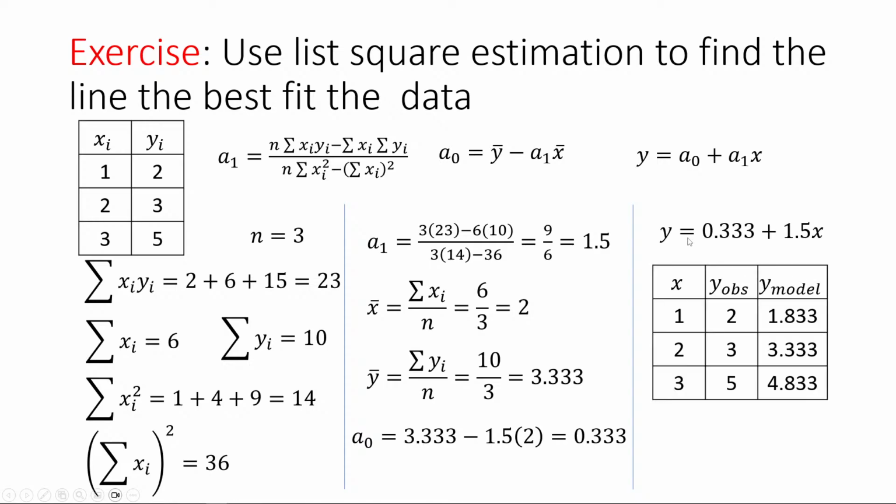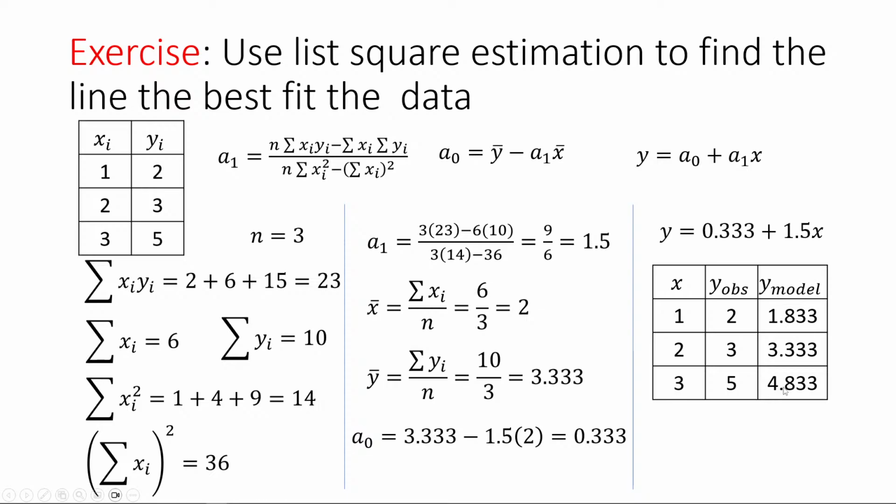Now, this is my x value, yeah? This is my observed value, so this is the data that I collected, and this is my modeled value. Basically, if I substitute 1 here, that is 1.5 plus 0.333, so that would be 1.83. If I substitute my 2 in my model, that would be 2 times 1.5, that is 3, plus 0.333, then you get 3.333. Then I substitute x equal to 3, so that's 4.5 plus this guy. So this is what I'm observing, and this is what my model is telling me.